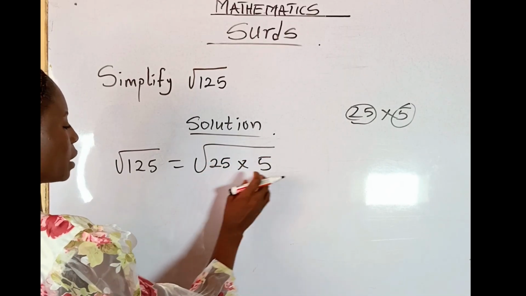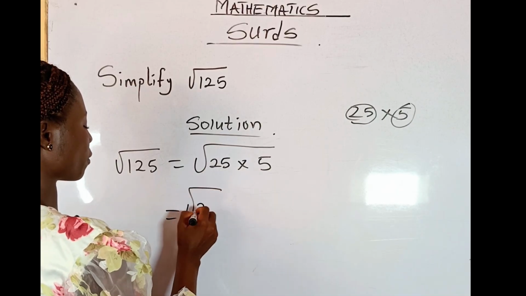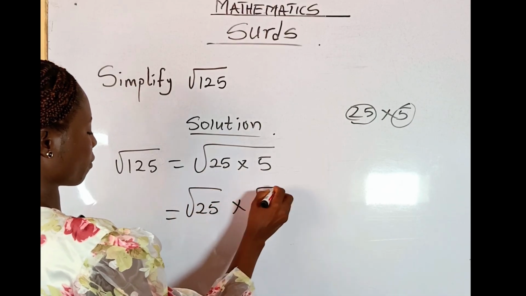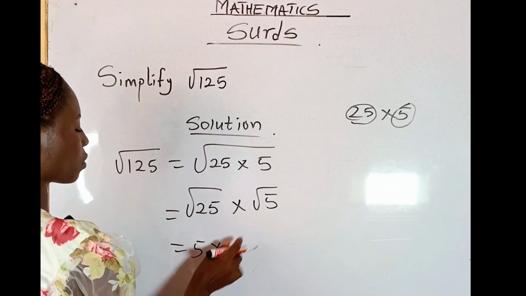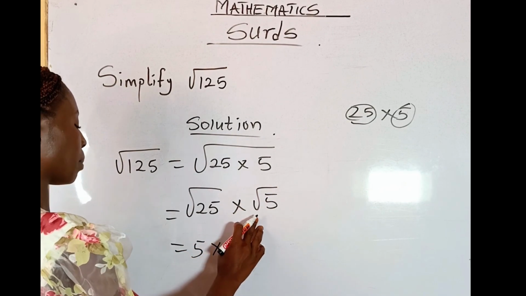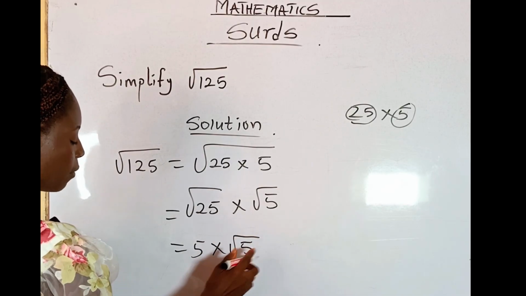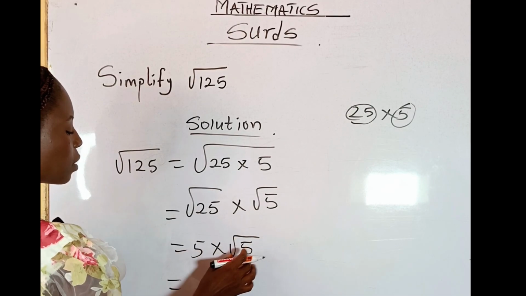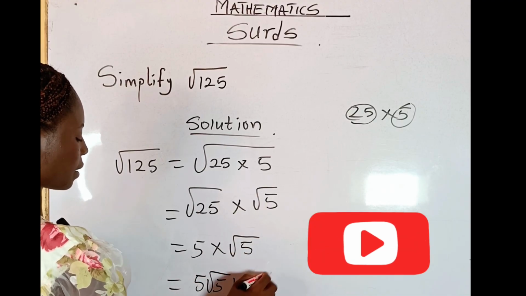This is a perfect square and this is just another factor. I'm going to be separating it. So here I have the square root of 25 times the square root of 5. The square root of 25 gives 5. And the square root of 5 will definitely give me a decimal number, and I don't want that here. I'm going to be leaving it like that. I have the square root of 5. And from there, 5 times the square root of 5 will give me 5 root 5. And this is the final answer.